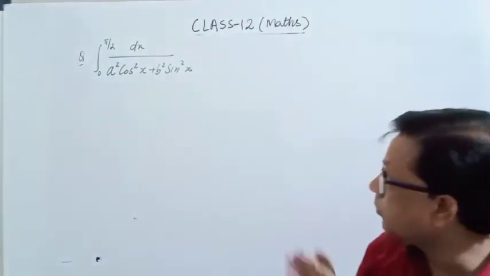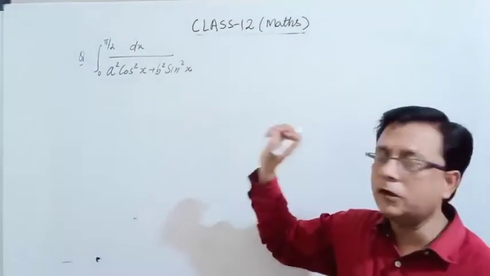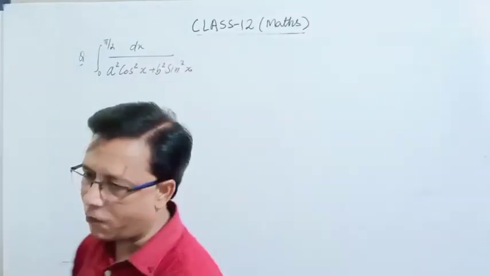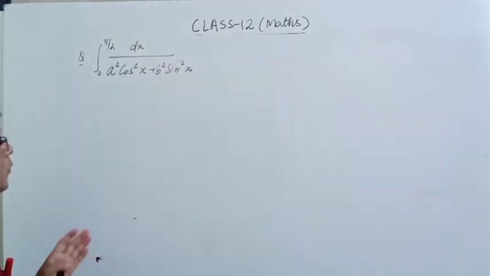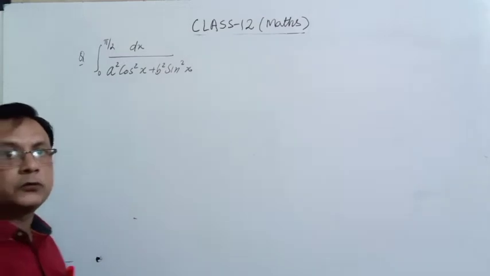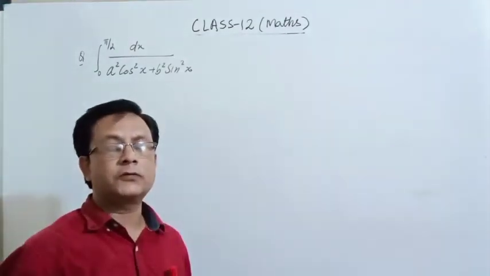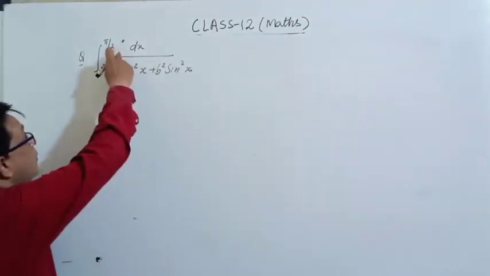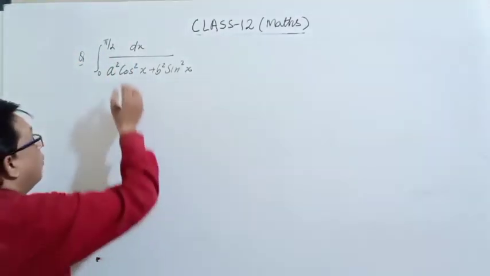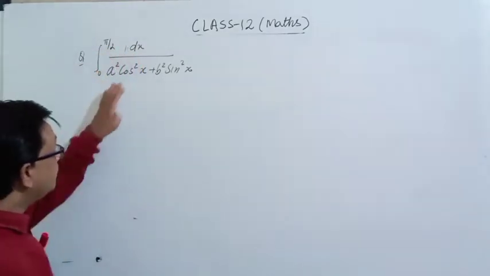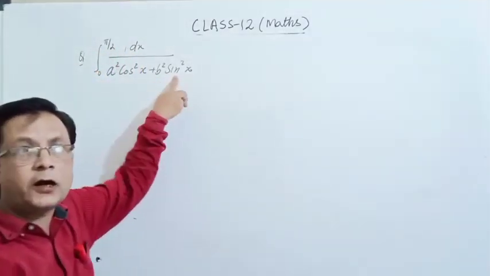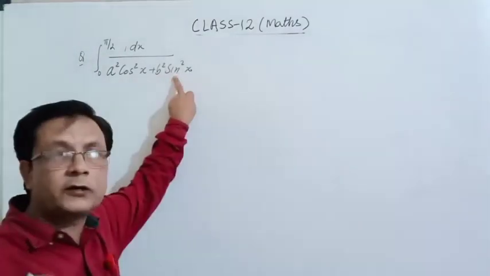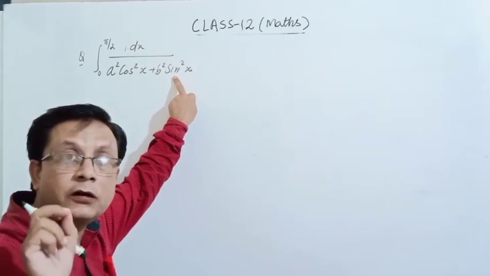Here we write another question, a very good question, very nice question, and look at the format of the question. If you always remember the format of the question, it is very easy for us to solve other questions very easily. In this question, nothing is present in the numerator, only 1 is present. And in the denominator, a square cos square x plus b square sin square x is present, but their coefficients are different.